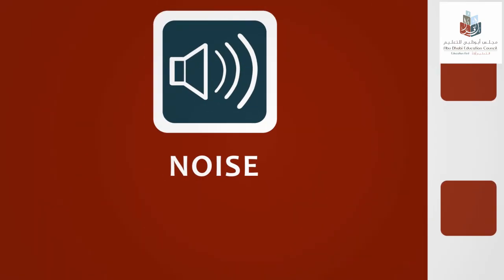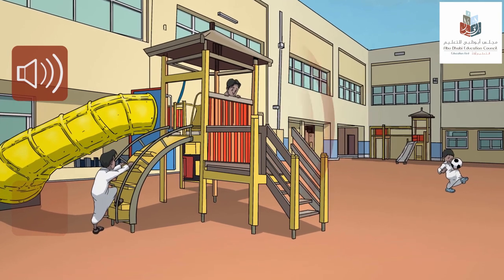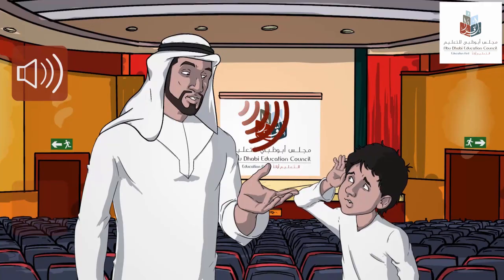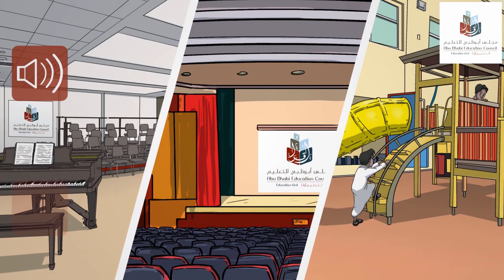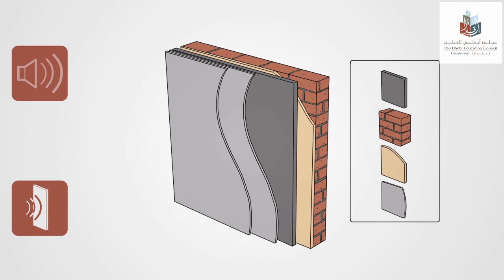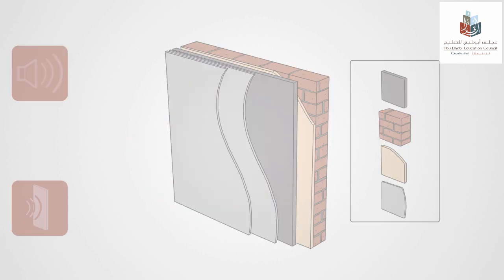Noise. Noise levels that are too high can cause long-term damage to the hearing of students and staff. Music rooms, auditoriums, and indoor playgrounds are particular areas where noise levels can be high. These areas should be constructed with sound-absorbing and soundproof materials to reduce noise levels.